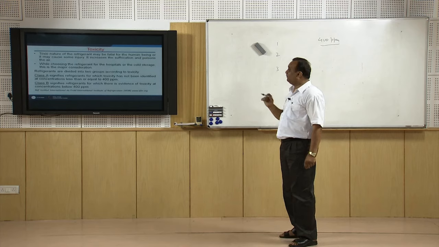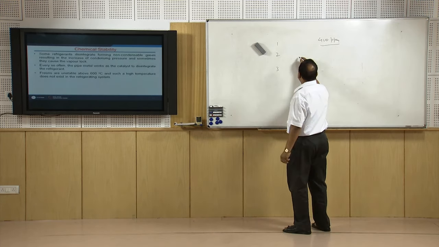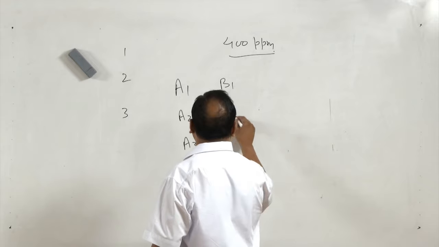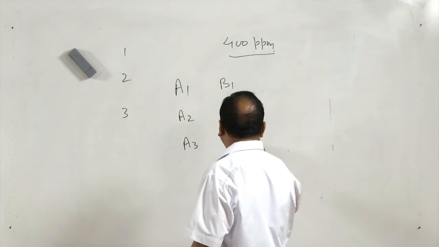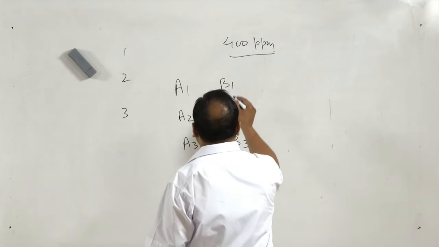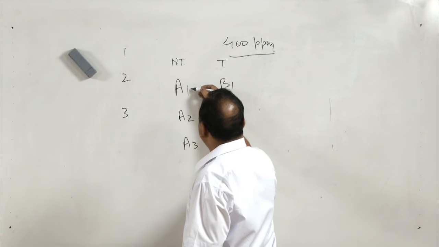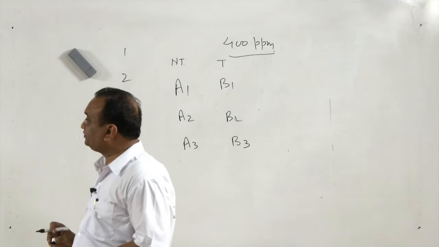So, toxicity and flammability combined, the refrigerants are classified as class A1, A2, A3 or B1, B2, B3. Here it is written that B is toxic and A is non-toxic, and flammability is 1, 2, 3. I have already explained that.